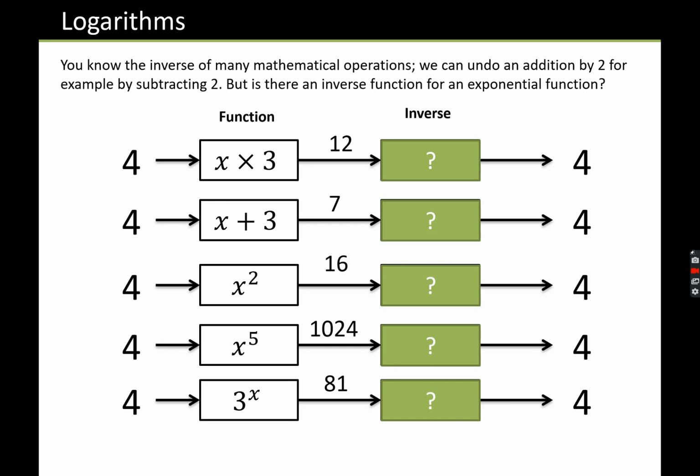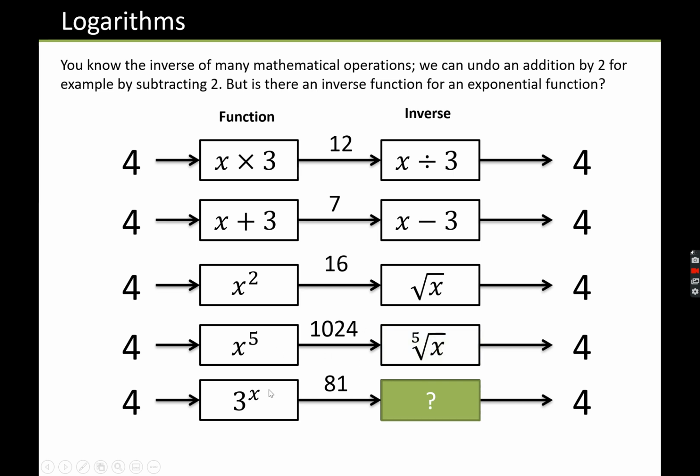Easy example, opposite of adding 2 is subtracting 2. We also have one for an exponential function. So if we think about timesing by 3, the opposite is obviously going to be to divide by 3. Opposite of adding will be subtracting. Opposite of squaring is square rooting. Opposite of doing to the power of 5 is the fifth root.